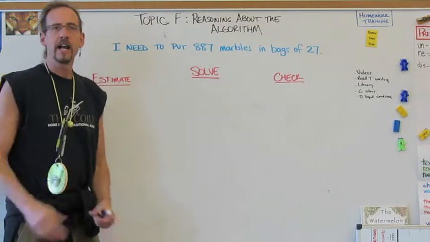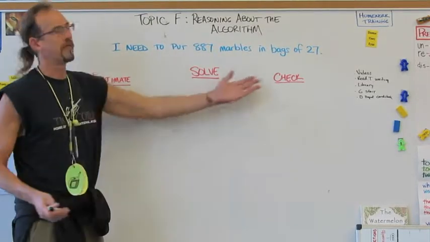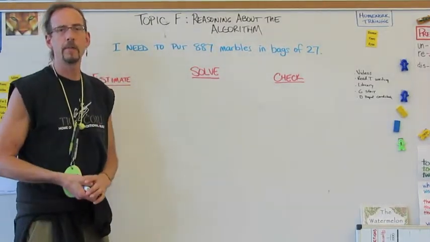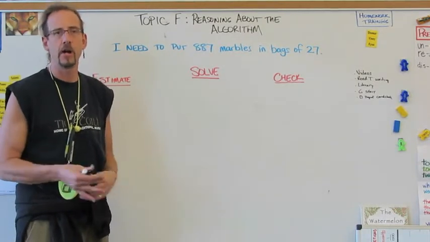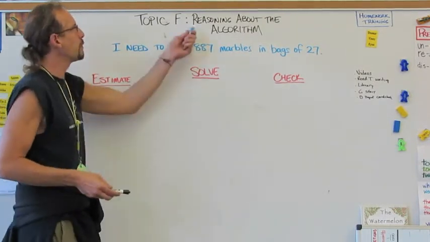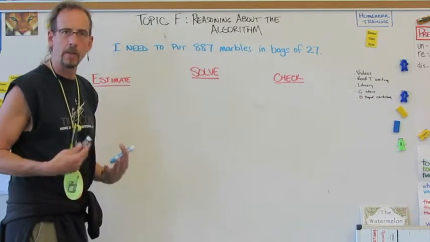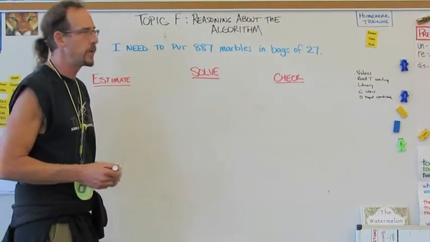Okay, after we've been working on this estimate, solve, and check strategy, we want kids to be able to apply it to word problems and to bigger kinds of division problems. But we also want them to reason about the algorithm and think about what the parts mean. And that's what we're going to do in this next part.